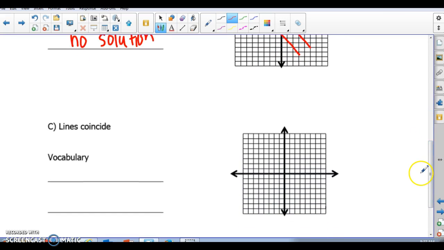All right. How about the next one? What if lines coincide? What does that mean? Lines coincide means one line goes like that, and the other line goes right on top of it. So even though there are two equations, you only see one line because the lines are on top of each other. In this case, how many solutions do you see? How many times do they intersect? On every single point, they intersect. So the solution will be infinite solutions.